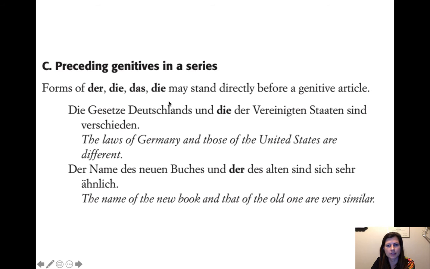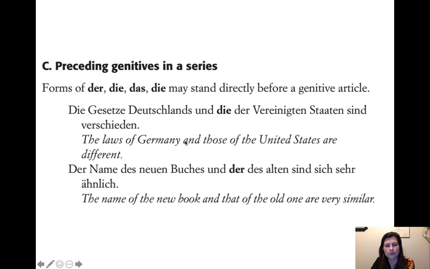So der, die, das may stand directly before a genitive article. Then it gets a little weird looking because it looks like we have two articles together, but one of them is actually being used as this demonstrative pronoun. So: Die Gesetze Deutschlands und die der Vereinigten Staaten sind verschieden. You can just imagine that something is missing here. Die Gesetze Deutschlands, the laws of Germany. And then die Gesetze der Vereinigten Staaten.